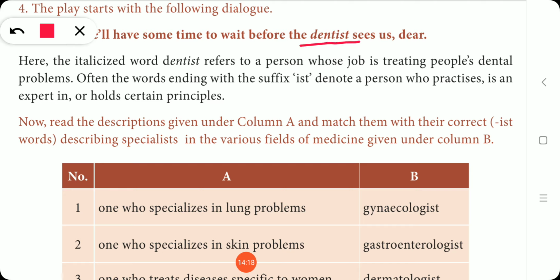Here, the italicized word. What is the italicized word? Dentist. The italicized word is nothing but slanting, like this, isn't it, that we call italics. Here, the italicized word is dentist. The word dentist refers to a person whose job is treating people's dental problems. Often the words ending with the suffix ist denote a person who practices, is an expert or holds certain principles. So here ist is the suffix.